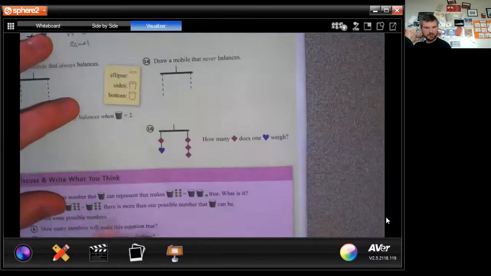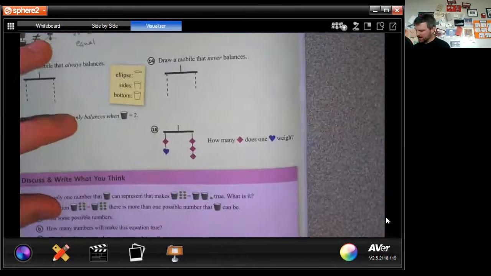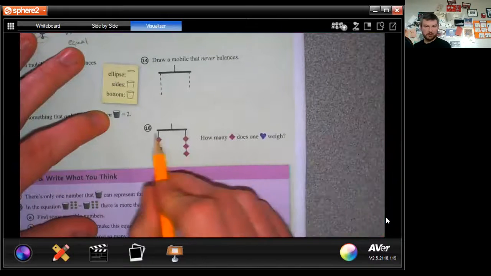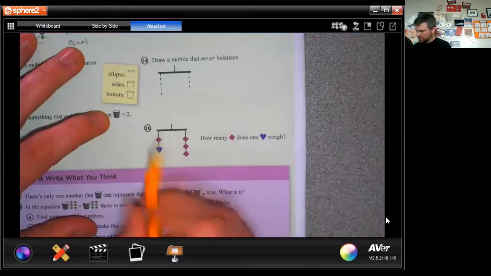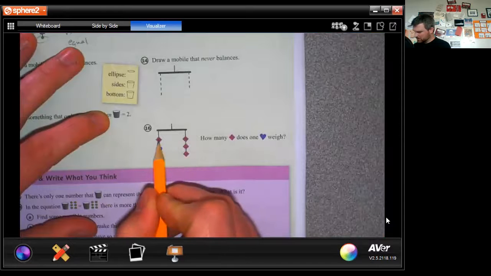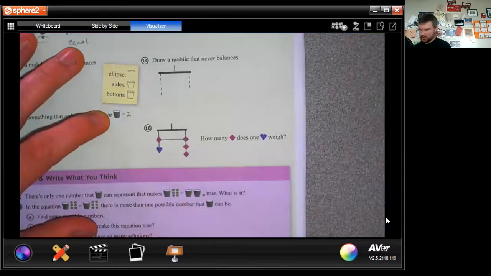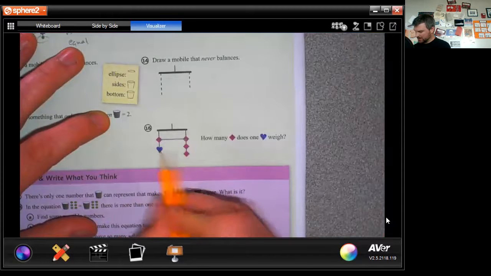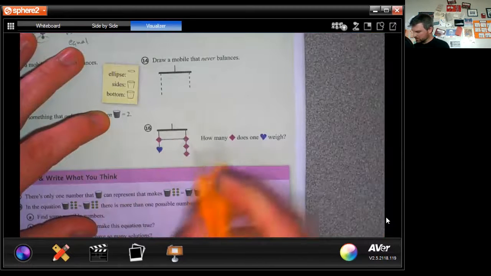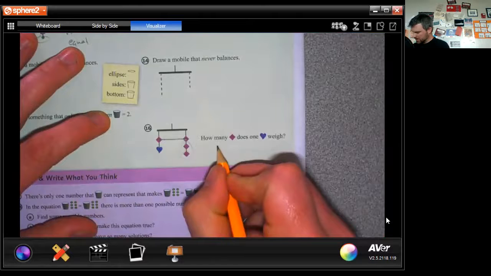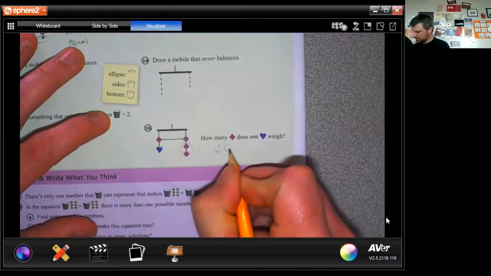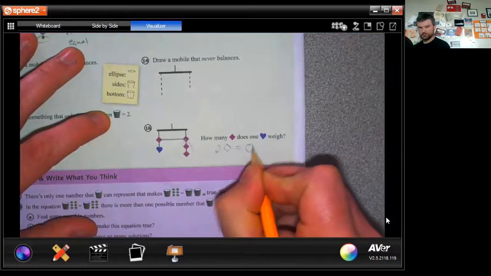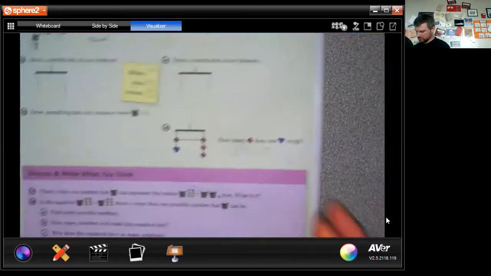Let's jump here to 16. How many diamonds does 1 heart weigh? Well, this thing is balanced out. And we got a diamond here, just pair them up. So those cancel, those go away. So this 1 heart, in order for this to balance, this 1 heart has to equal both of those. So 2 diamonds equals a heart. Okay, there we go.